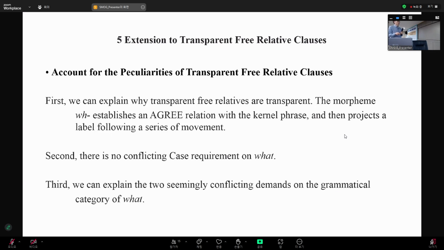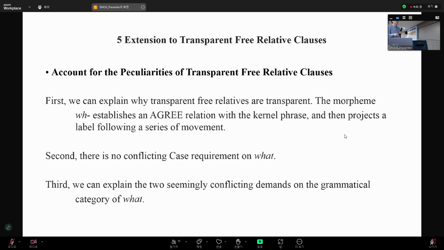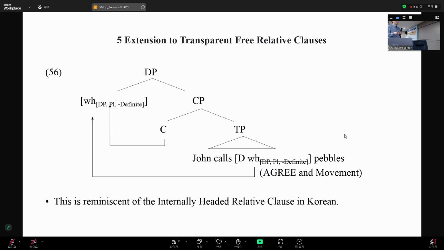So now we can account for why transparent free relatives are transparent. They are transparent because, in fact, WH inherits all the features of tuples and projects later in here. That's why the whole clause shares the same features with tuples. And there's no conflict on case assignment, because they just assign case from the matrix predicate, and the WH morpheme assigns another case, so there's no problem.